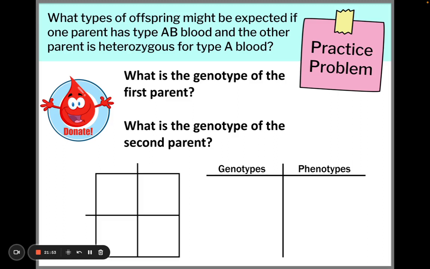So what's the only possibility they could be is IA, IB. Okay, and if you just want to write AB, cool. But remember, when you answer for a test or quiz, it must be like this with the I.